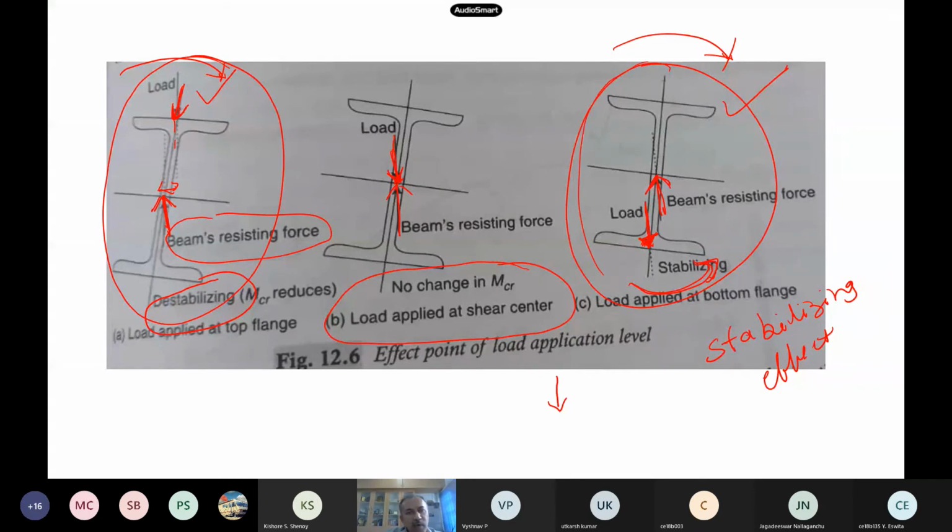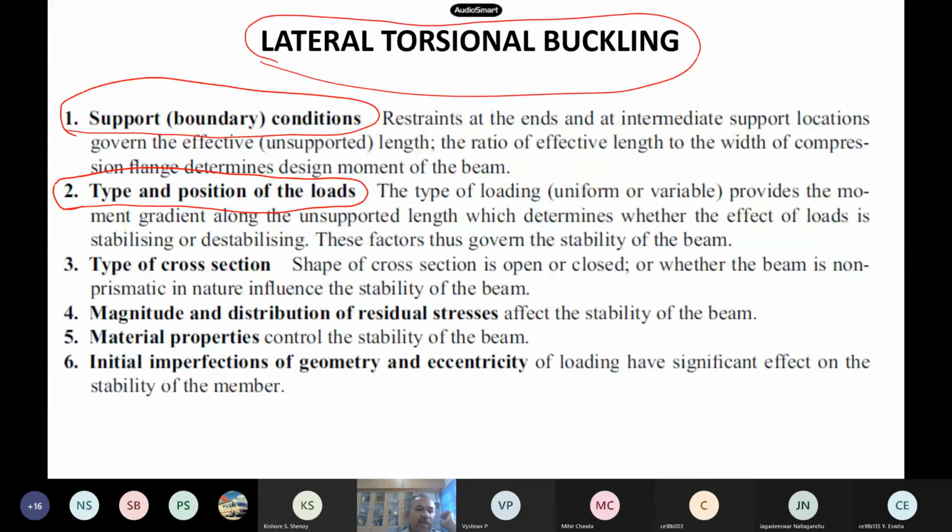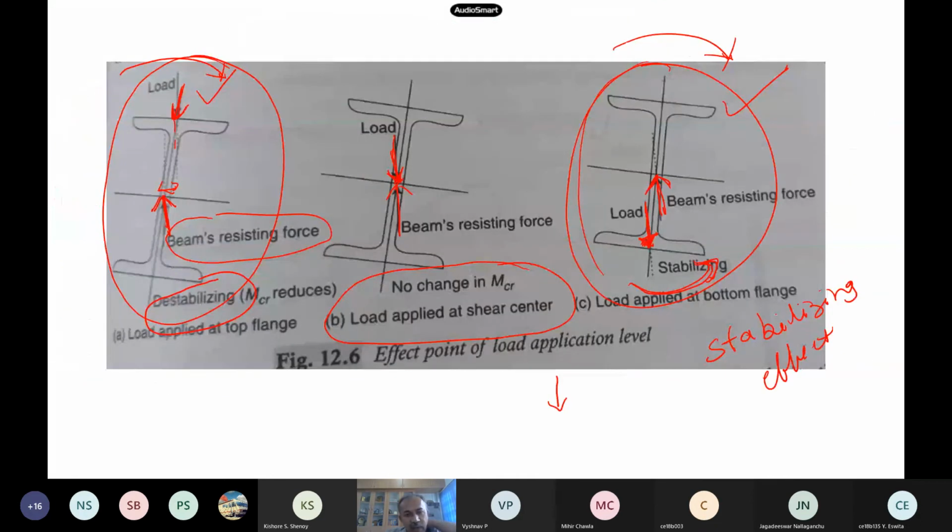So if you know that your beam is subjected to lateral torsional buckling and you have been given a chance to apply the load at the top or at the bottom flange, which one will you choose? Bottom flange, yes, that gives you the stabilizing effect. But can you apply it there? Sometimes you cannot apply at the bottom flange, and you may have to apply the load at the top itself. So the lateral torsional buckling depends on the type and position of the load, and where it is acting becomes very important.